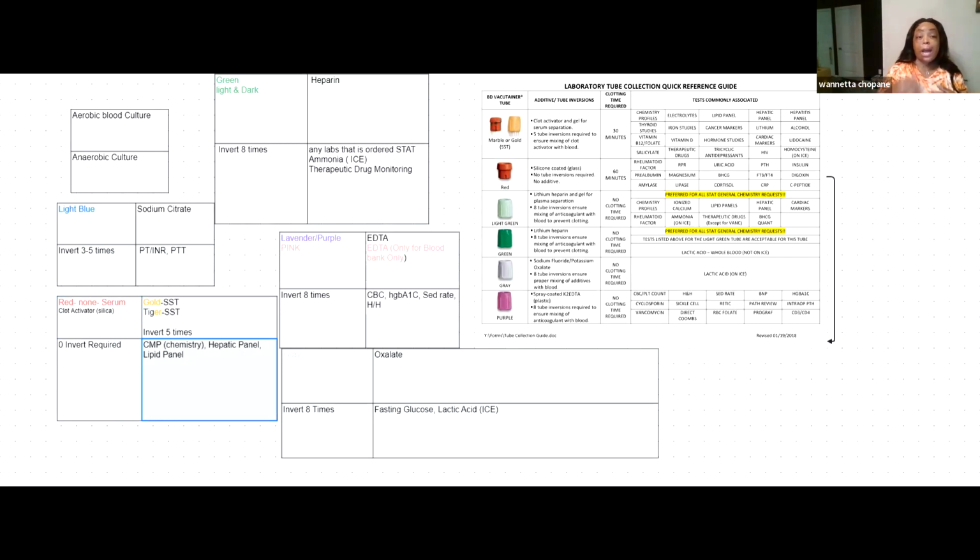But if you ever had to use it in real life, you will be able to see that the blood is liquidy, but you have to let it sit for 30 minutes. Once it sits straight up for 30 minutes, it's going to be clotted, okay? That tube is made to clot. It's supposed to clot, okay?